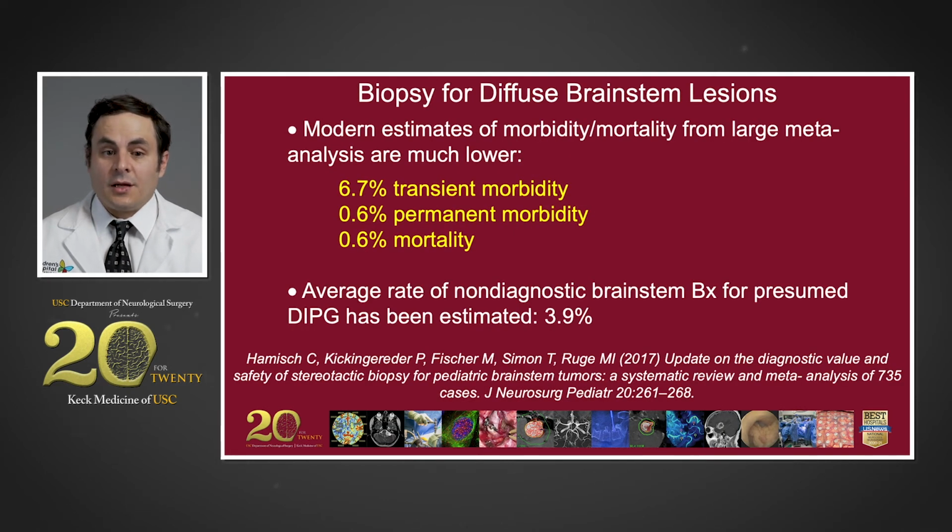Modern estimates of morbidity and mortality from large meta-analysis are quite a bit lower. These include a 6.7% transient morbidity, a 0.6% permanent morbidity, and a 0.6% mortality. And these are national statistics. The average rate of non-diagnostic brainstem biopsy for a presumed DIPG has also been estimated, and that's around 3.9%.